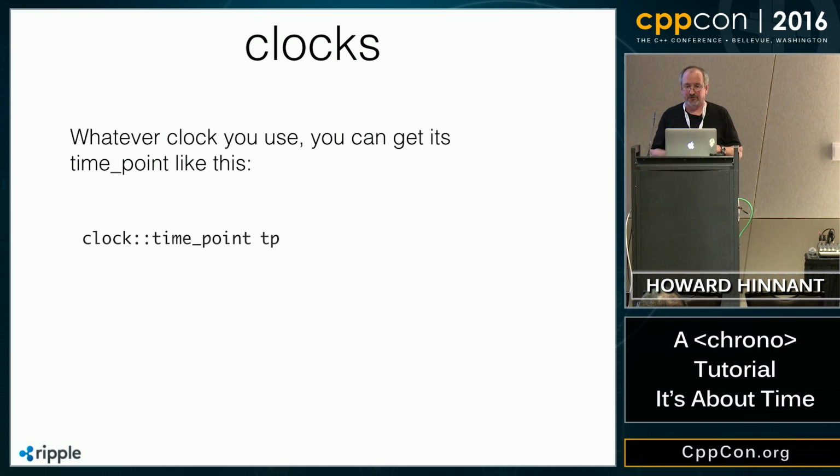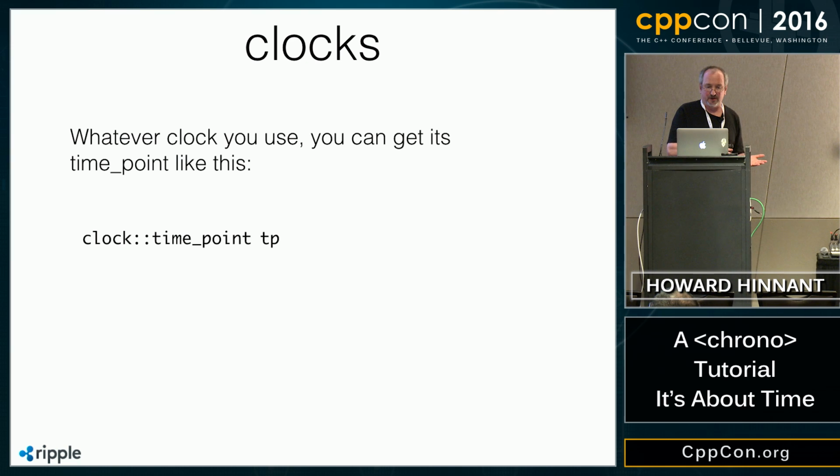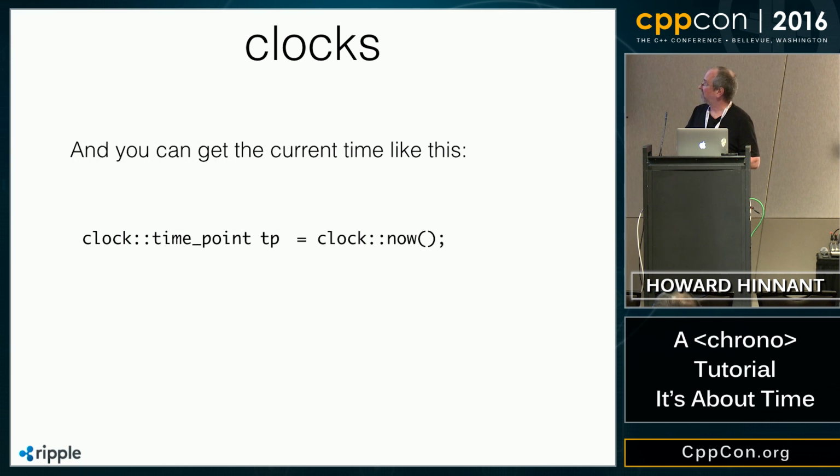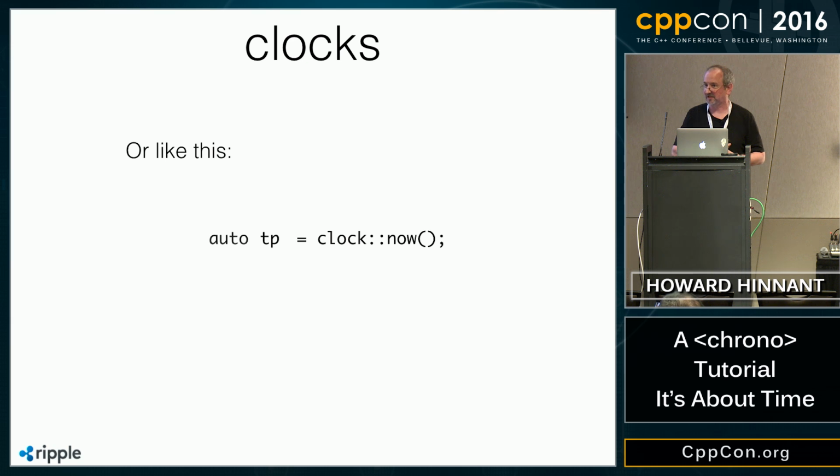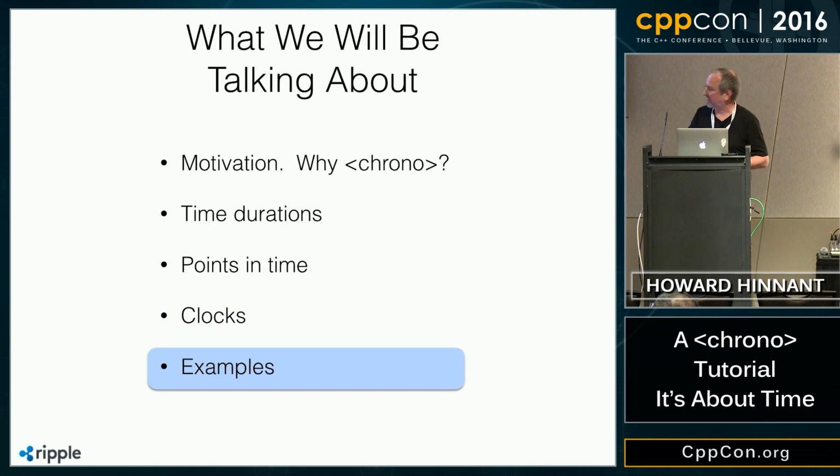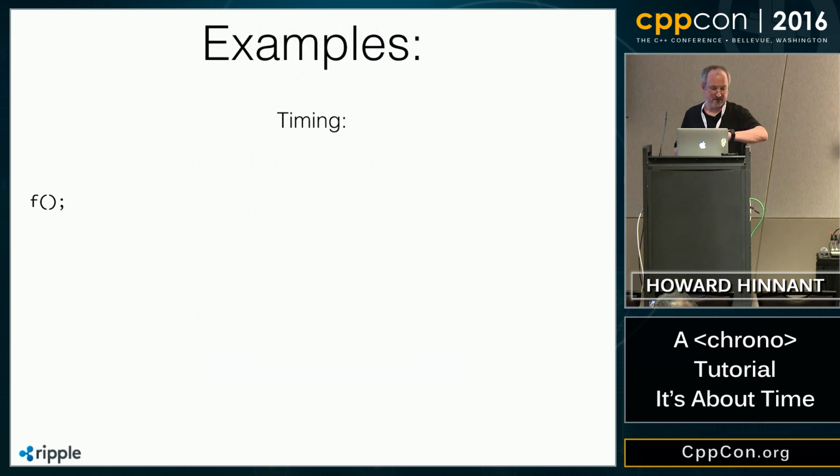So whatever clock you choose, you can get its nested time point like this, and you can get the current time just like this. So very simple syntax. And chrono works really well with auto. People get very tired of saying clock, colon, colon, time_point, and that sort of thing. So this also works, and this is usually the way I write it myself. Don't have to repeat anything, and it's very simple. So let's look at some more examples.